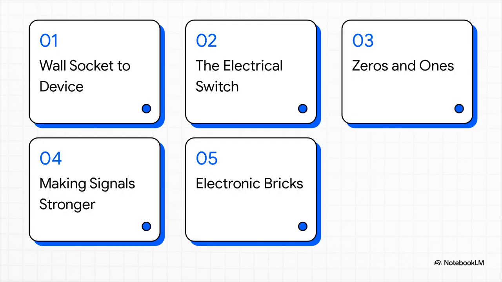So, here's the game plan for this explainer. We're going to start by taming that wall socket power. Then we'll meet the tiny switches that think in ones and zeros, see how they make signals stronger, and finally, look at how they all combine like electronic Lego bricks to build the gadgets we can't live without.